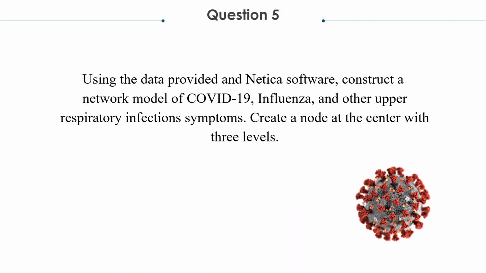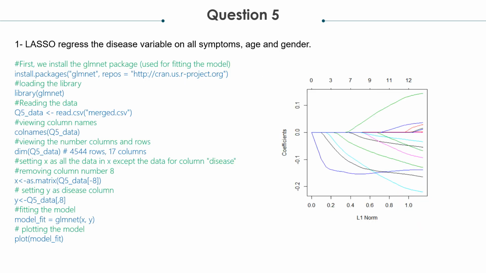This is the question I'm trying to solve. Using the data provided in Analytica software, construct a network model of COVID-19, influenza, and other upper respiratory infection symptoms. Create a node at the center with 3 levels. So first, we lasso regress the disease variable on all symptoms, age, and gender. This regression will identify variables in the Markov blanket of the disease.